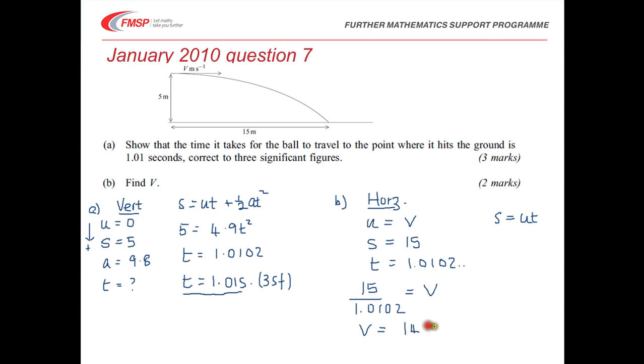14.84, and possibly a bit more. I think it's a 9 actually here, but if we're giving the answer to 3 significant figures, that will be 14.8 meters per second. So we've now found v.